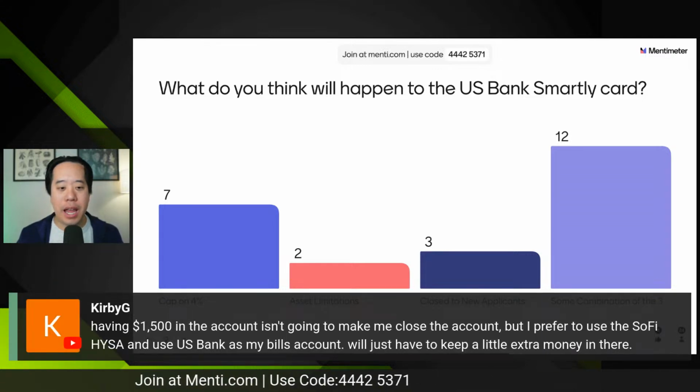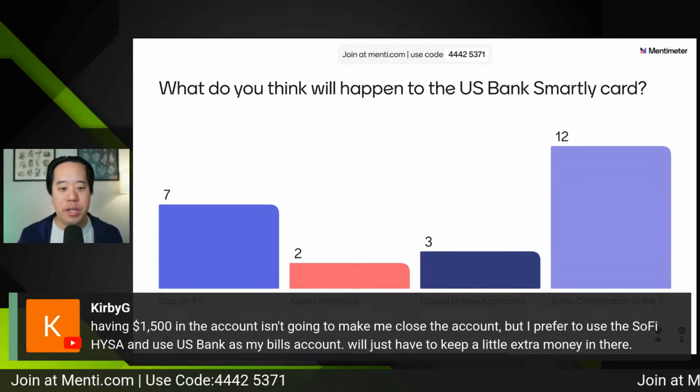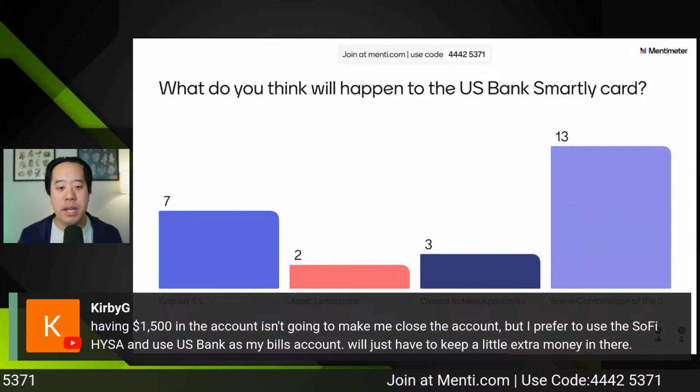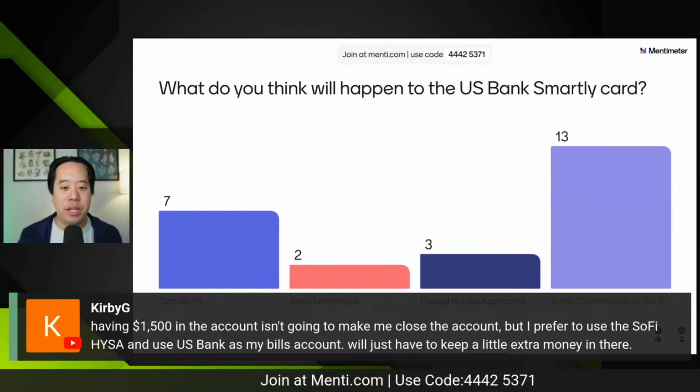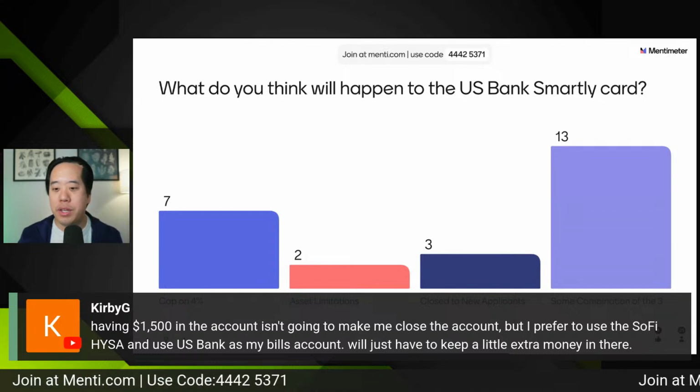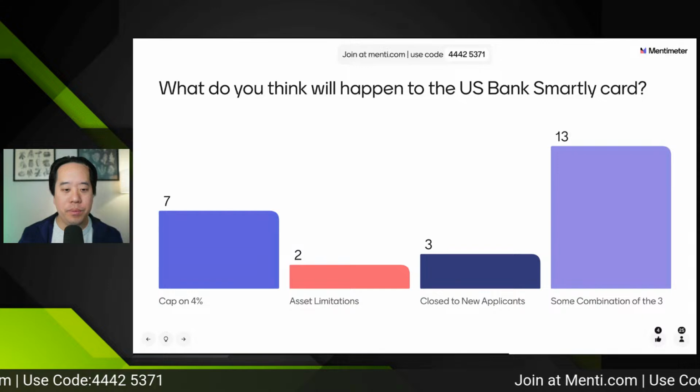Kirby G says, having $1,500 in the account isn't going to make me close the account, but I prefer to use the SoFi high yield savings account and use US Bank as my bills account. We'll just have to keep extra money in there. Yeah, I mean, there's a lot of changes with US Bank. We have to figure that out and figure out what the next thing for US Bank will be.